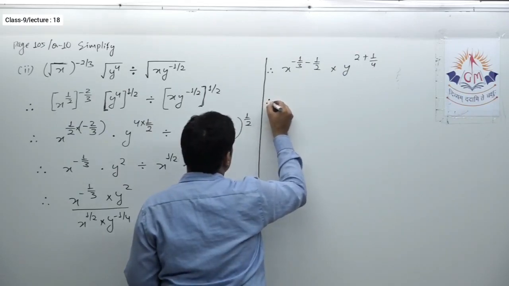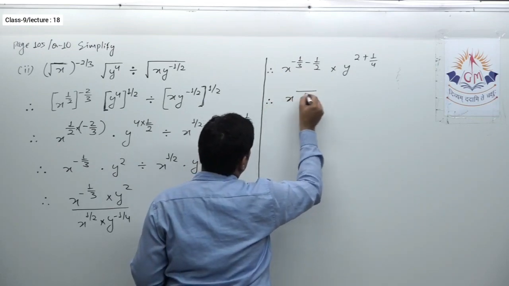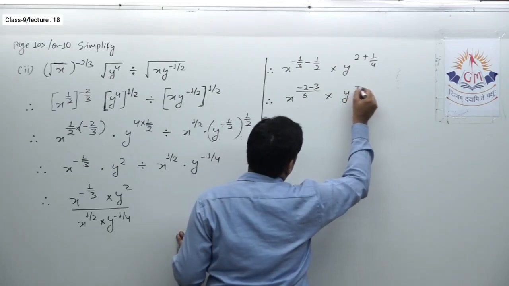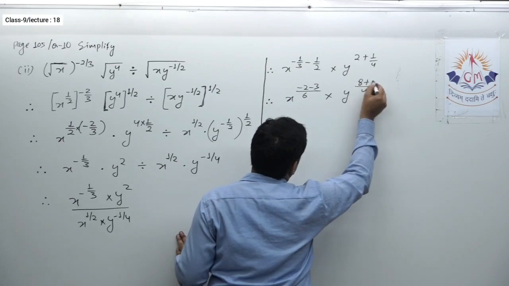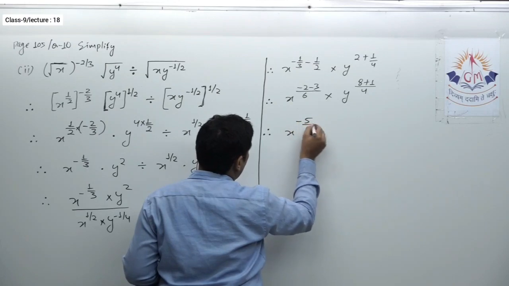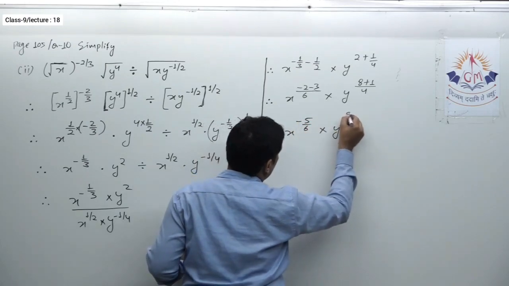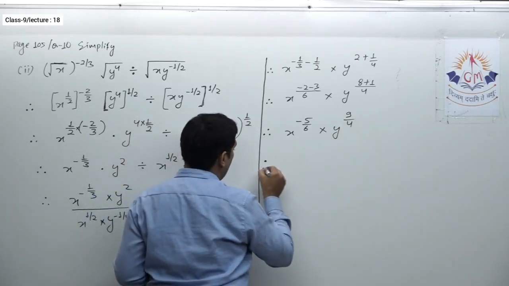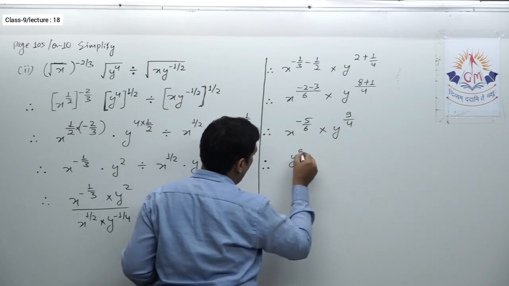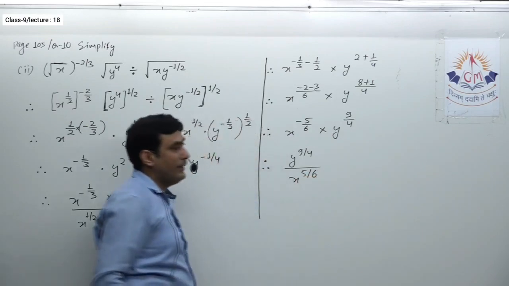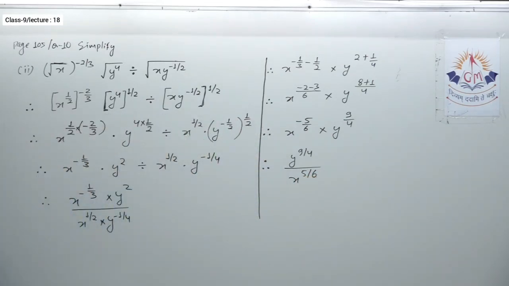Okay, so over here it will become x raised to, see, LCM will be 6, so minus 2 minus 3, multiplied by y raised to, LCM will be 4, so 8 plus 1. So here I do get x raised to minus 5 upon 6 multiplied by y raised to 9 upon 4. As we never leave our answer in negative exponent, here I write y raised to 9 by 4 upon x raised to 5 by 6. So this is my final answer. So please note it down, then we'll see the next question.